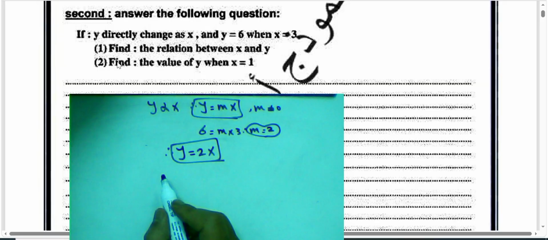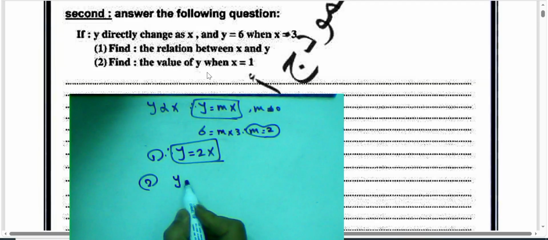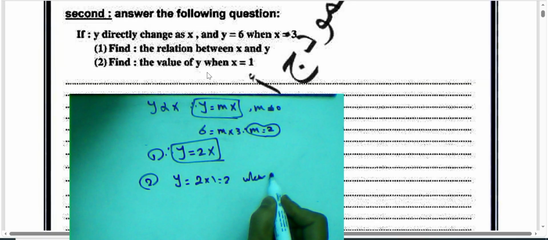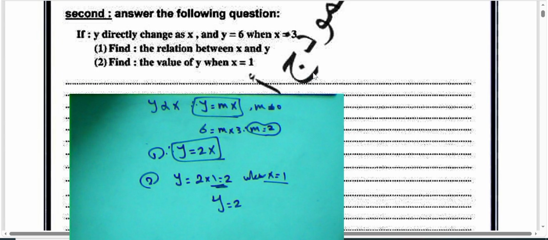Next, question number 2, find the value of y when x equals 1. Y will be equal 2 times 1 equal 2 when x equal 1. Put the value of x equal 1, 2 times 1 equal 2. And the result will be 2. Y will be 2. Next question.